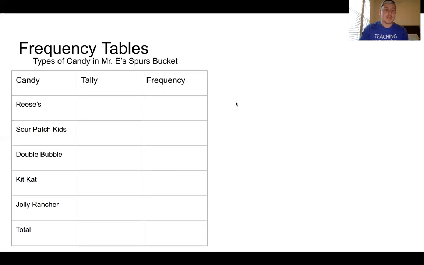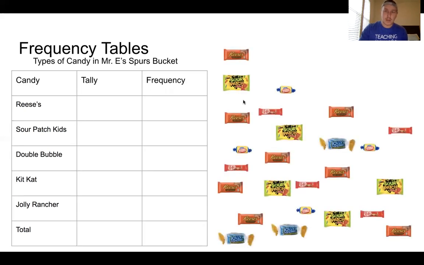So we're going to take a look at the types of candy in Mr. E's Spurs bucket. So let's pour out the candy. Ooh, that's a lot of candy. Looks good. Now I did add a few things to my bucket because I get to be at home with this bucket, and you know Mr. E's favorite candy is Reese's, so I got to add a couple. Okay. So what we're going to do is we are going to tally up the amount of Reese's.